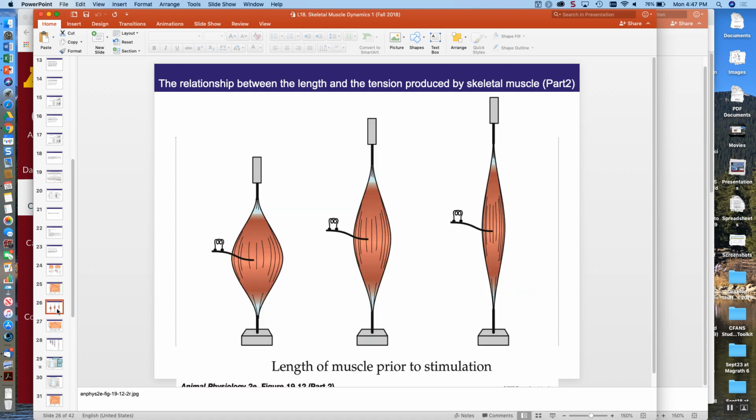So, how does that work? This is probably one of the easiest diagrams to start with. You can vary the length of the muscle. It can be too short. The middle one is an optimal length, or LO. And then you can also stretch that muscle out too far. This is all prior to stimulation.